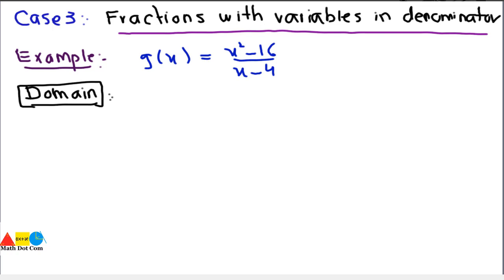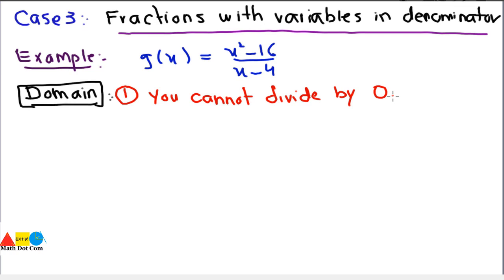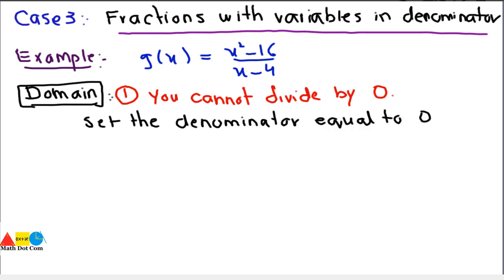Again we have to use those two conditions that we have already seen. Condition number 1 is that you cannot divide by 0, so this will be applicable here. We have to check that, and for that purpose we set the denominator equal to 0. This is required in every function where we have a denominator while finding the domain. So we get x minus 4 equals 0, so x equals 4.